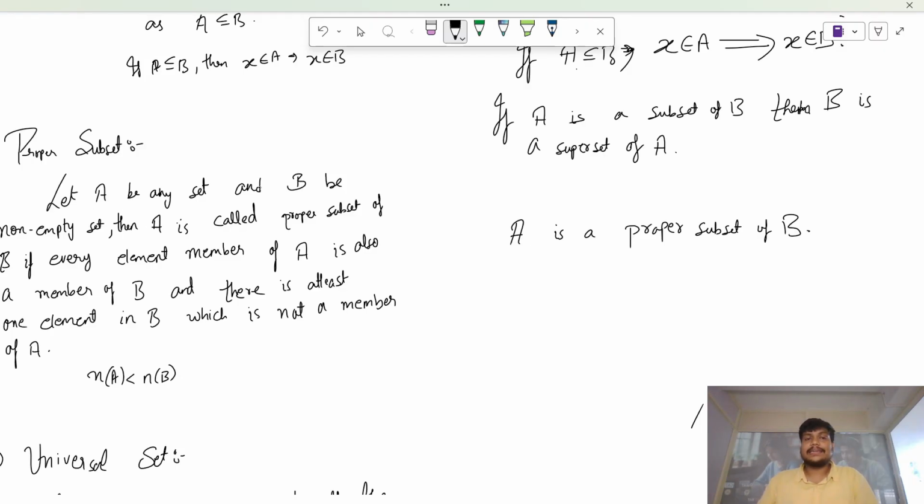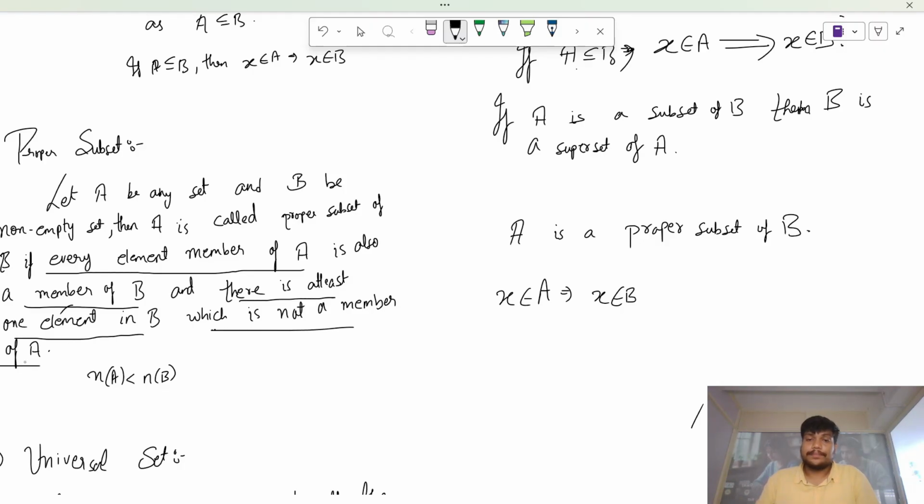Let A be any set and B be a non-empty set. Then A is called a proper subset of B if every element, every member of A, is also a member of B. Same condition as subset: every element of set A should also be a member of set B. But in addition to that, there has to be at least one element in B which is not a member of A. Minimum one element should be in B which is not present in A.